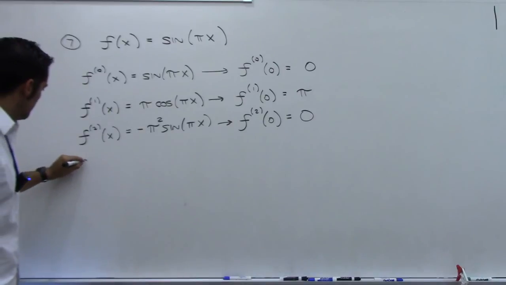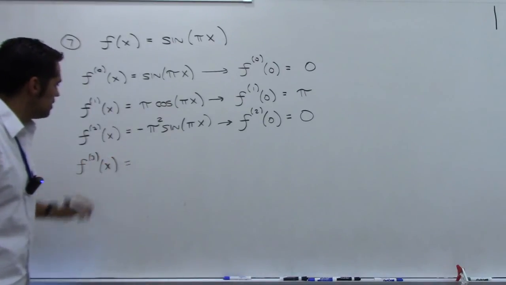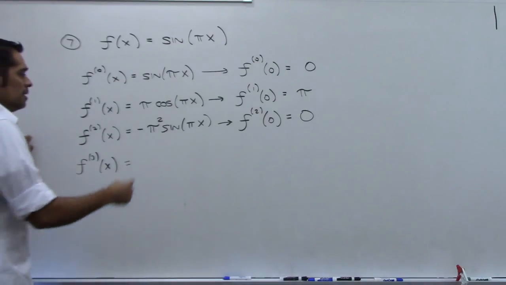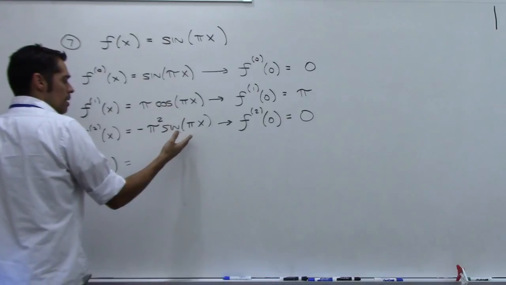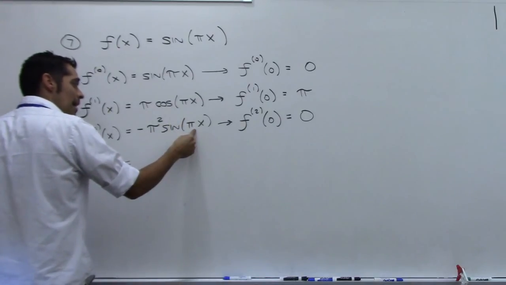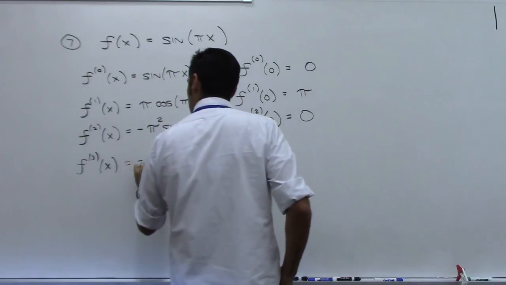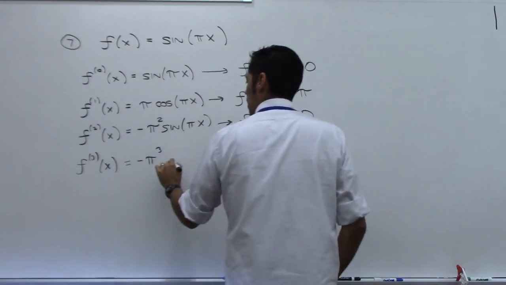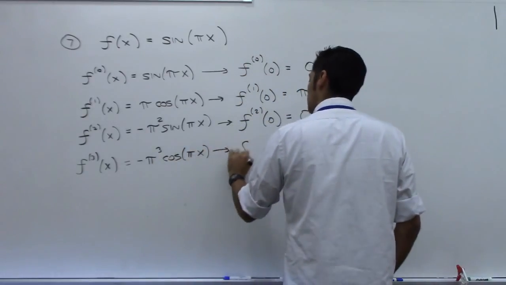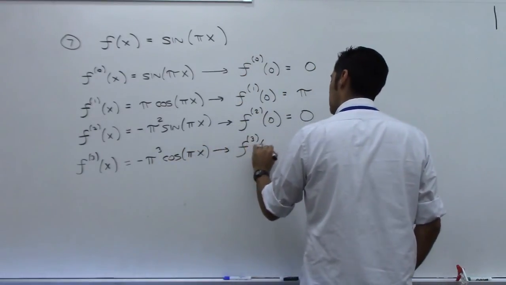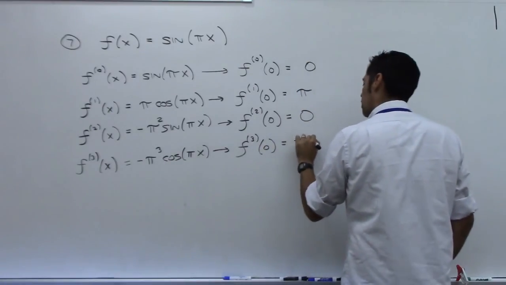Now we do the third derivative. And what we do is we keep doing this until we find enough of a pattern. So when I take the derivative of sine of something, it's going to be cosine of it. And then the derivative inside, I'm going to have a pi. That pi is going to come out and join this one. So I'm going to have a negative pi cubed cosine of pi x. And when I take this third derivative and plug 0 in, this time cosine of 0 is 1, I get negative pi cubed.